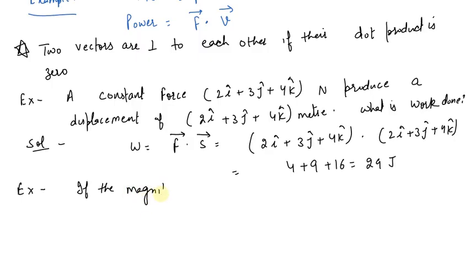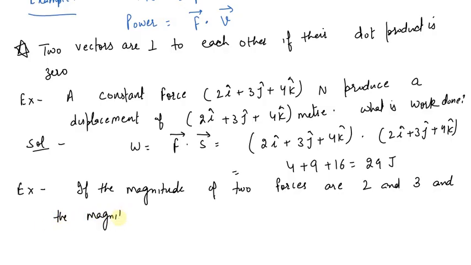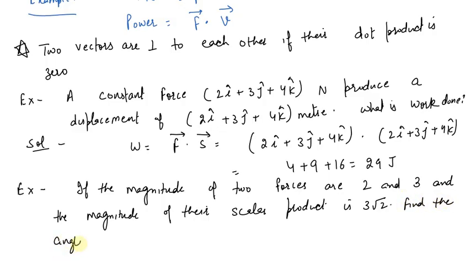If the magnitude of two forces are 2 and 3 and the magnitude of their scalar product is 3 root 2, find the angle between the vectors.